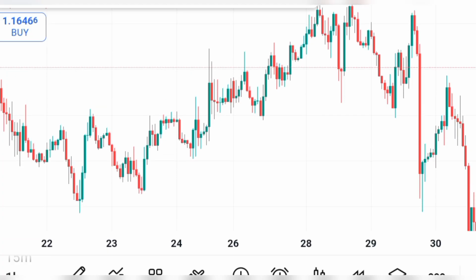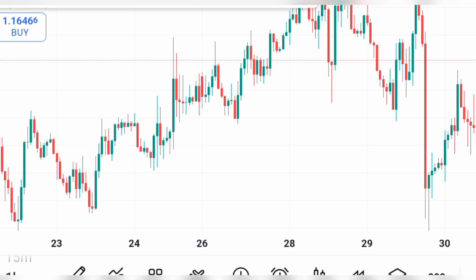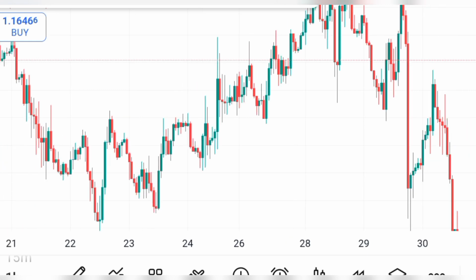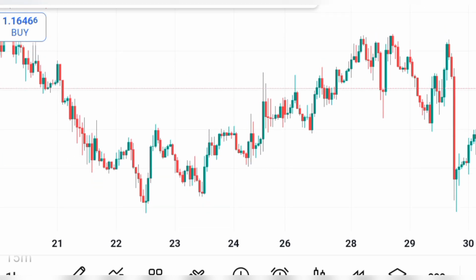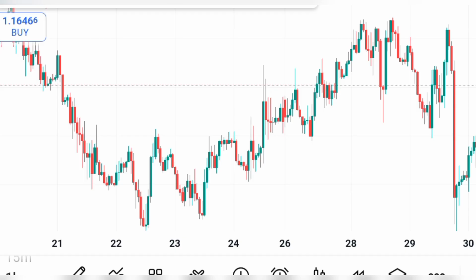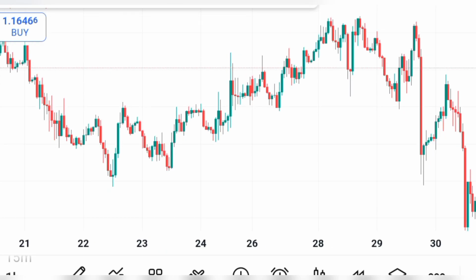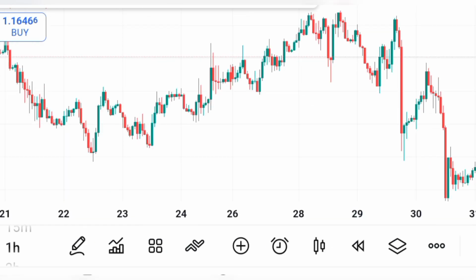Now here, for example, you have to look at where the market is trading from. Is it bullish, is it bearish, or is it in a range? If you know that first of all, it is what matters, right? The first thing here is the market structure. You can see this is a bullish market structure. Why? Because it is making higher highs and higher lows.